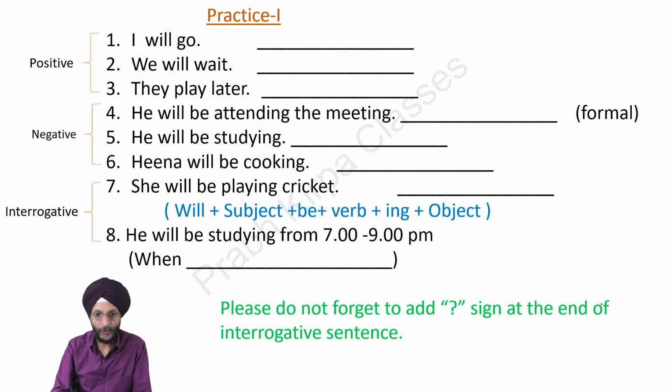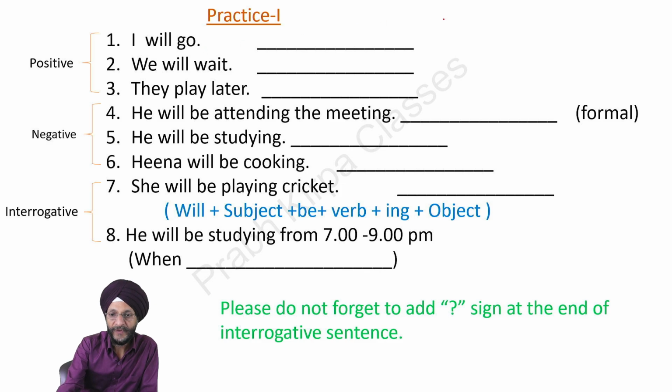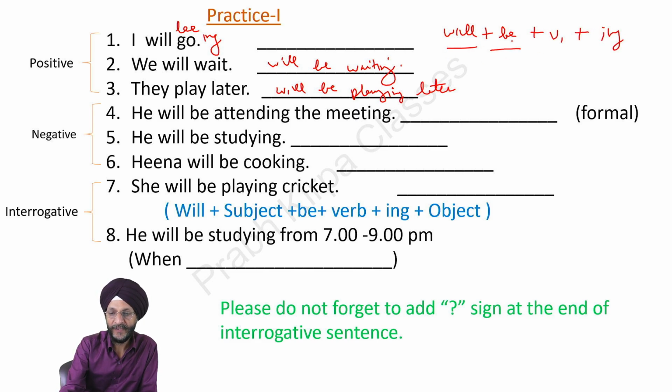Next, practice positive. I will be going. We will be waiting. They will be playing later. Here what we have done is we have added will plus be plus the verb's first form, then ing.